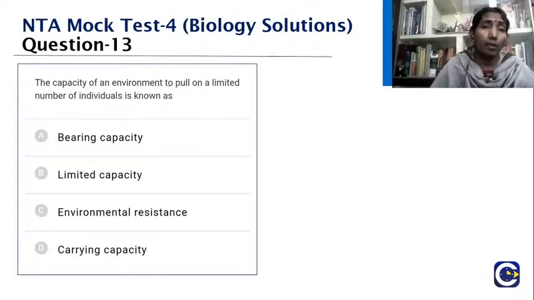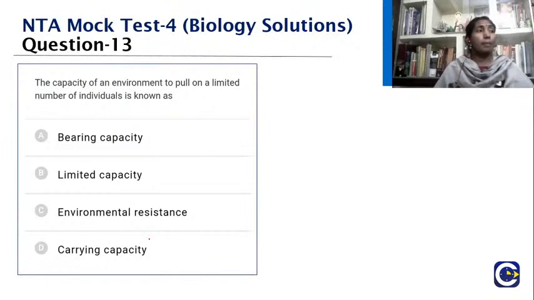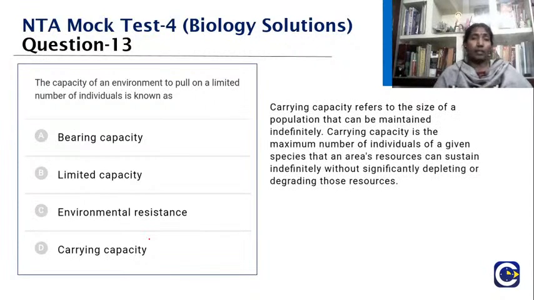The capacity of an environment to support a limited number of individuals is known as bearing capacity, limited capacity, environmental resistance, or carrying capacity. When I say carrying capacity, they are talking about the size of a population that can be maintained indefinitely. They are talking about the maximum number of individuals of a given species that the area or resources can sustain indefinitely.